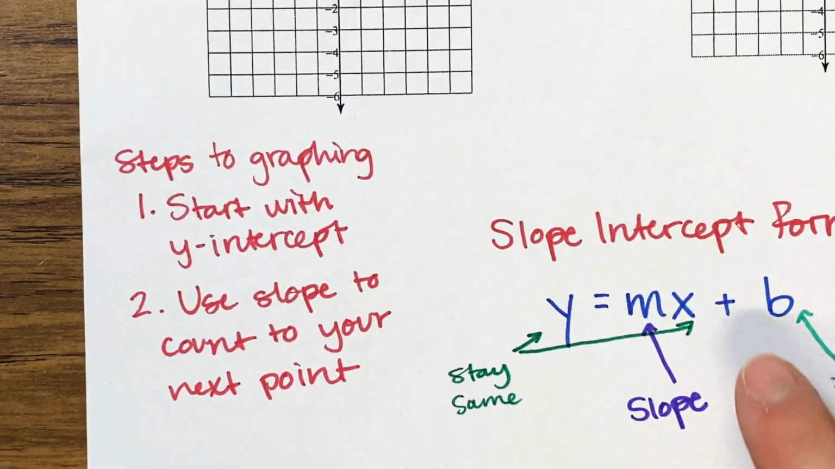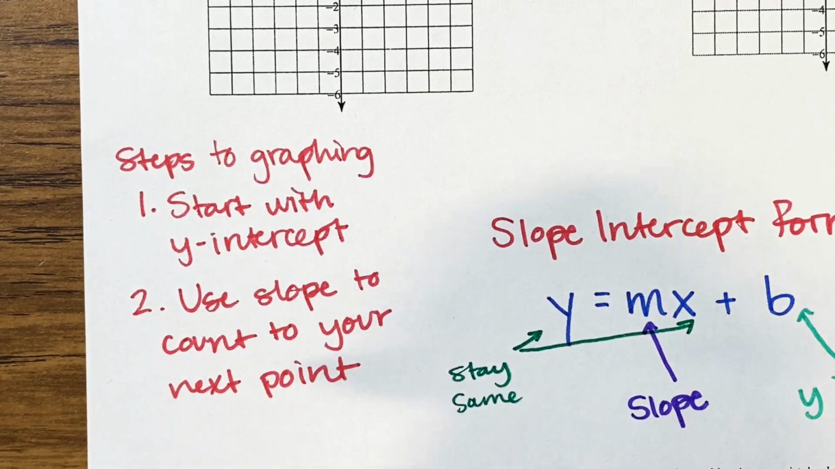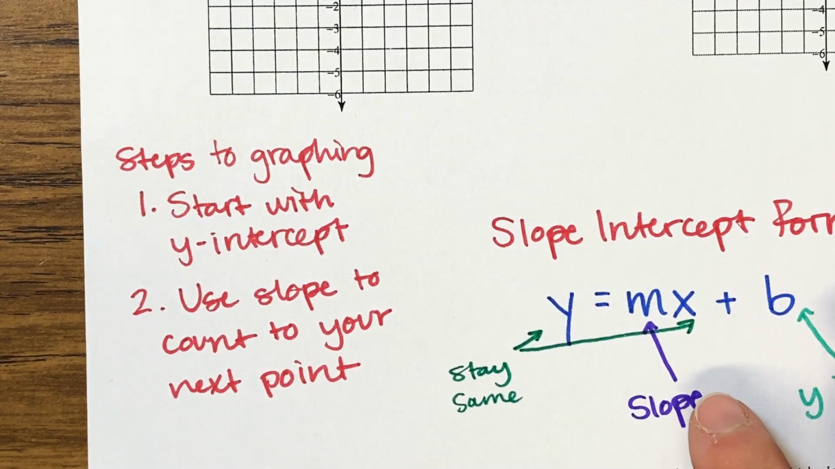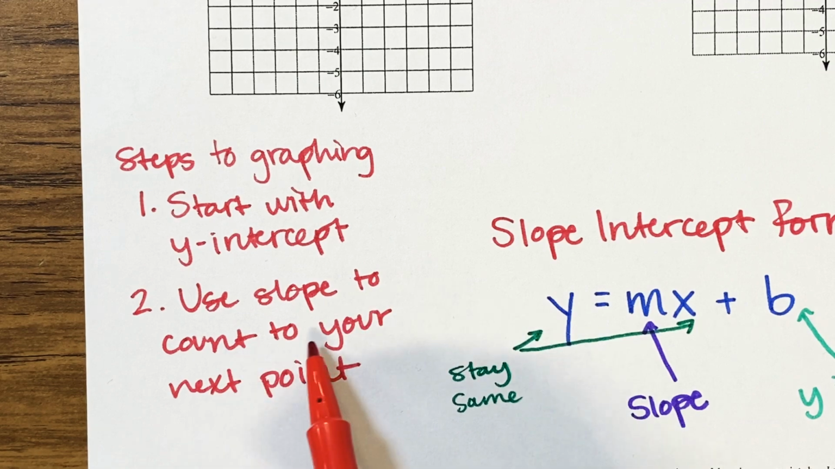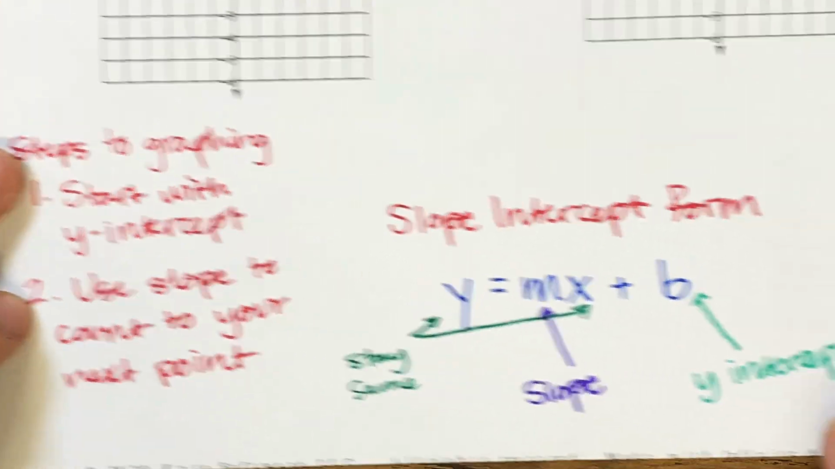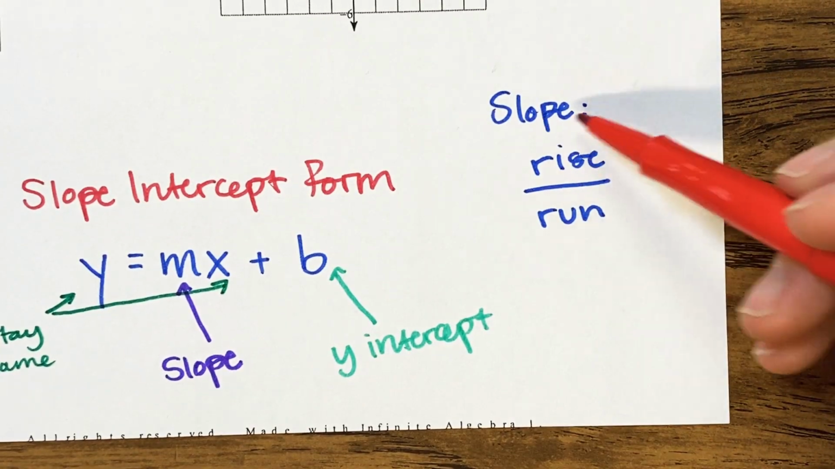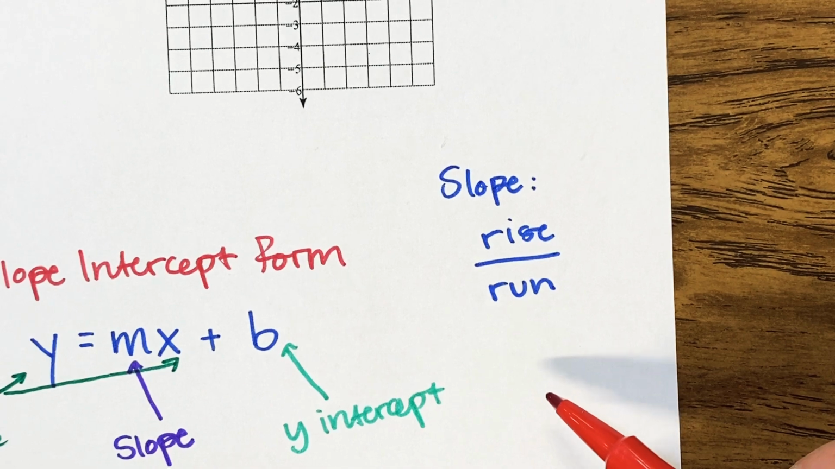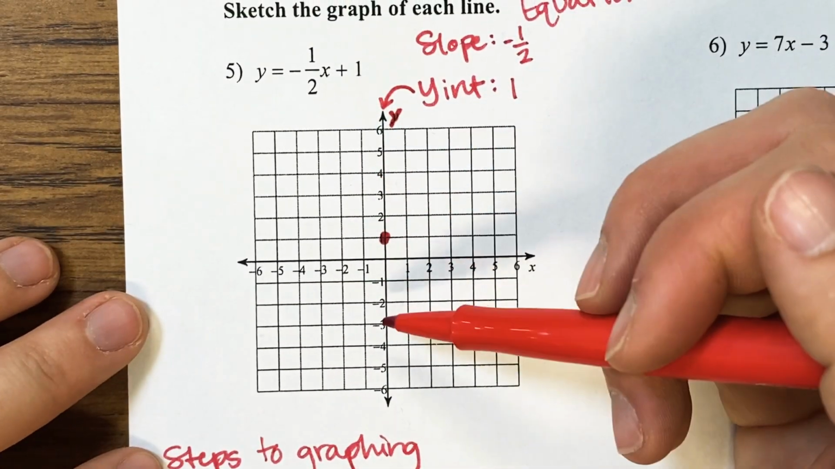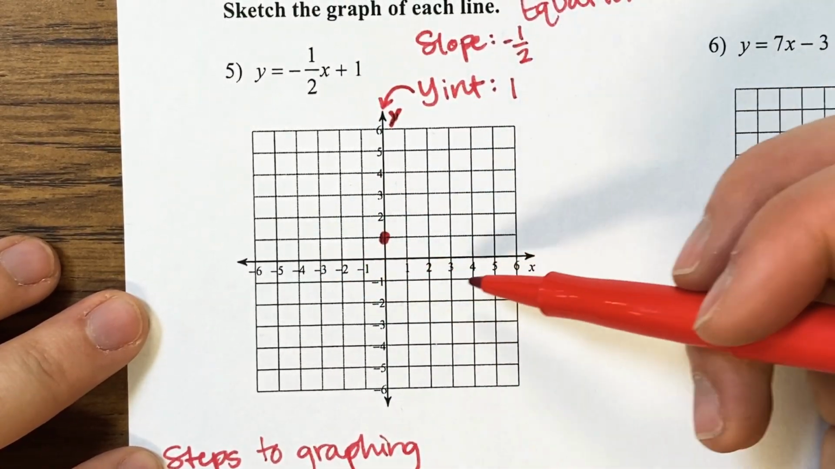Okay, so we did number 1, check. Start with your y-intercept, that's your starting point. Now, number 2, use slope to count to your next point. This is how we're going to count, so look over here. Slope is rise over run, which means you must rise before you run. You must always go up or down before you go left or right.